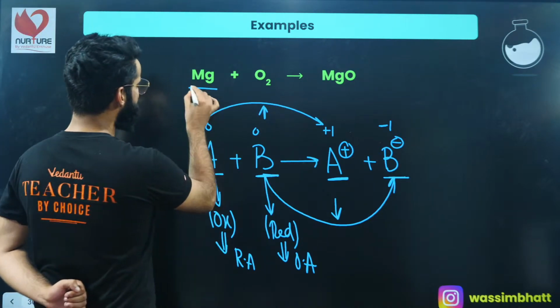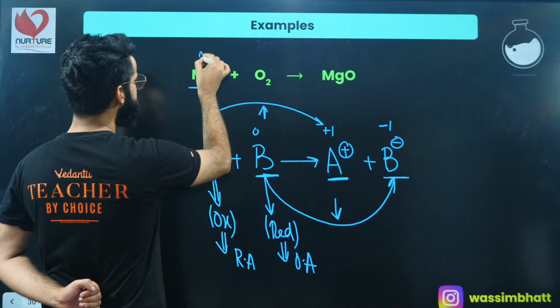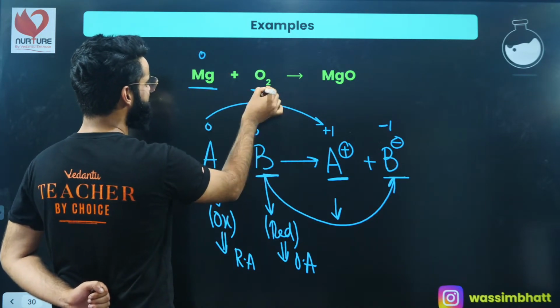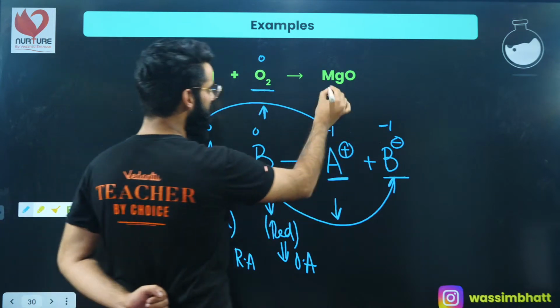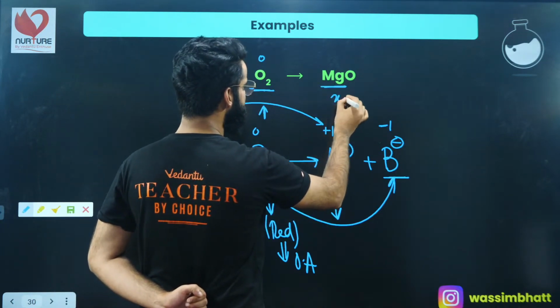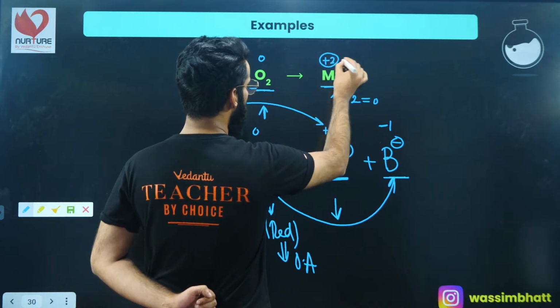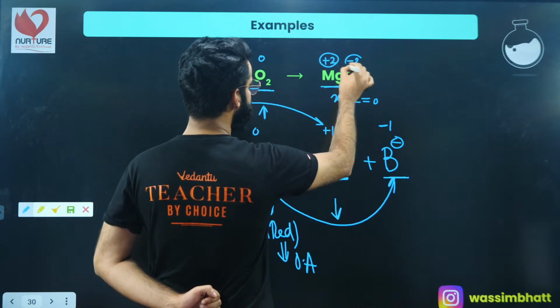Now guys, have a look at this one. Magnesium does not have any charge on it, so its oxidation state is 0. Oxygen does not have any charge on it. This oxygen is present in its standard state. Its oxidation state is 0. Magnesium, if you calculate its oxidation state, x minus 2 is equal to 0. So x value will come out to be plus 2, right? Oxidation state of oxygen right here, it's minus 2, right?